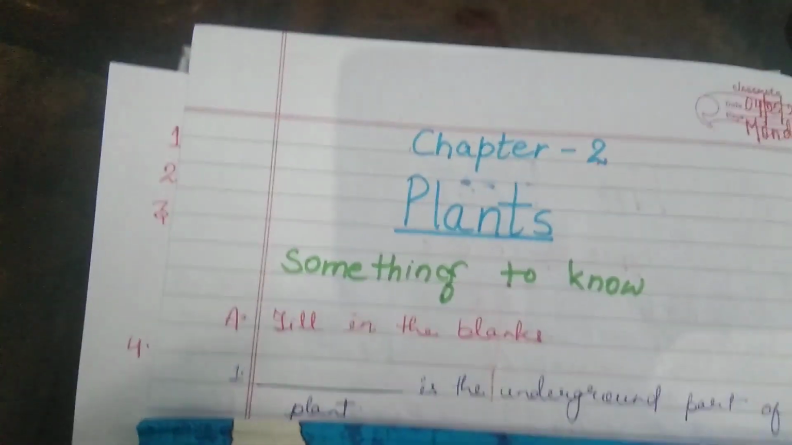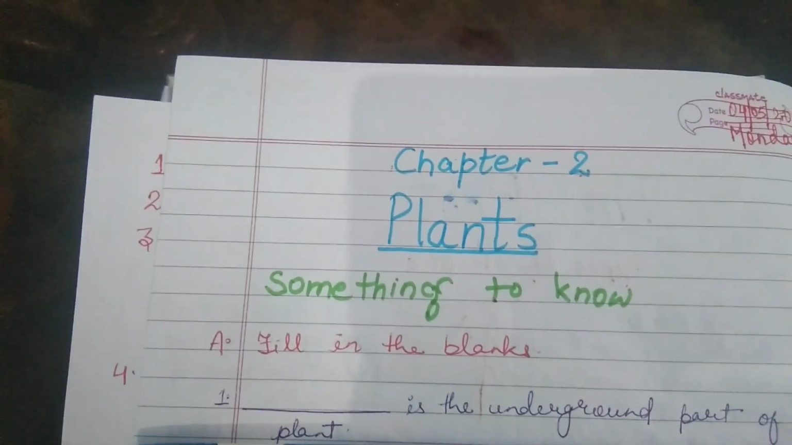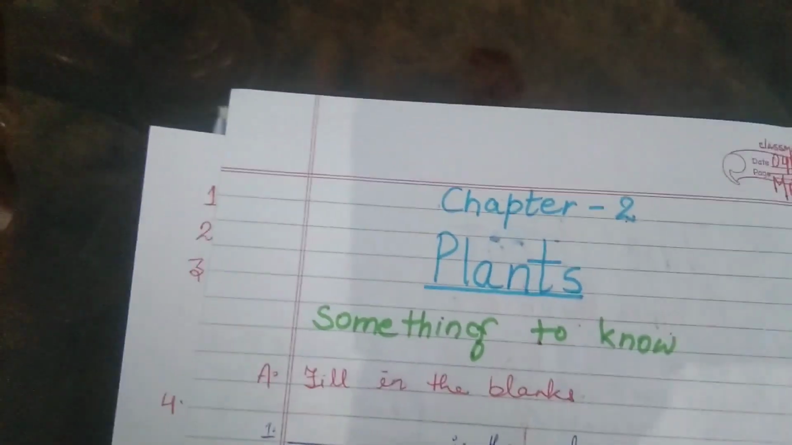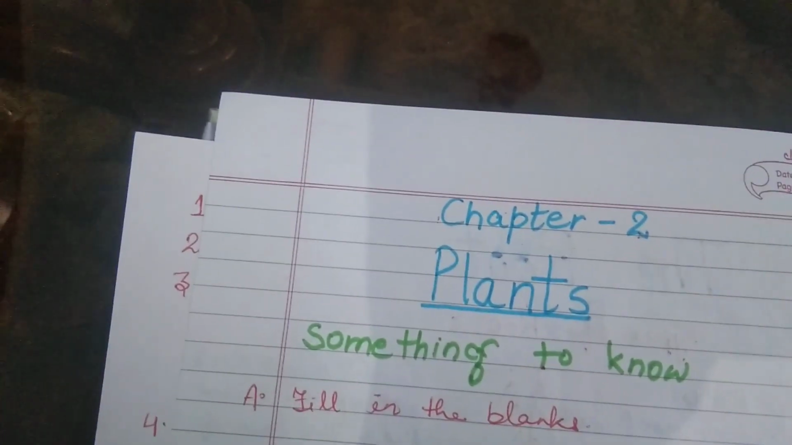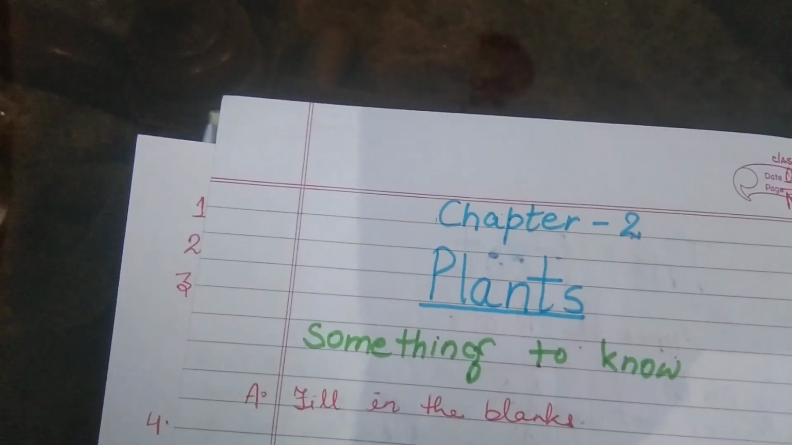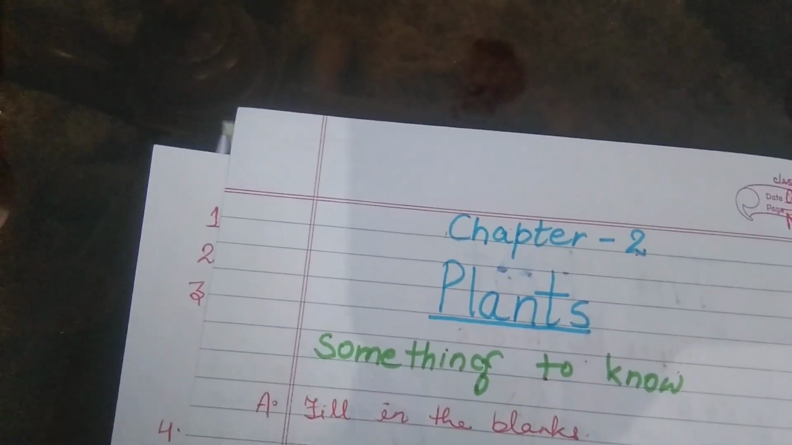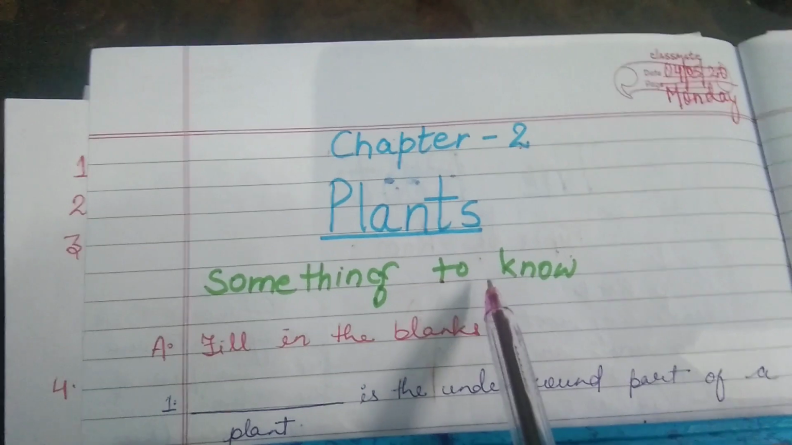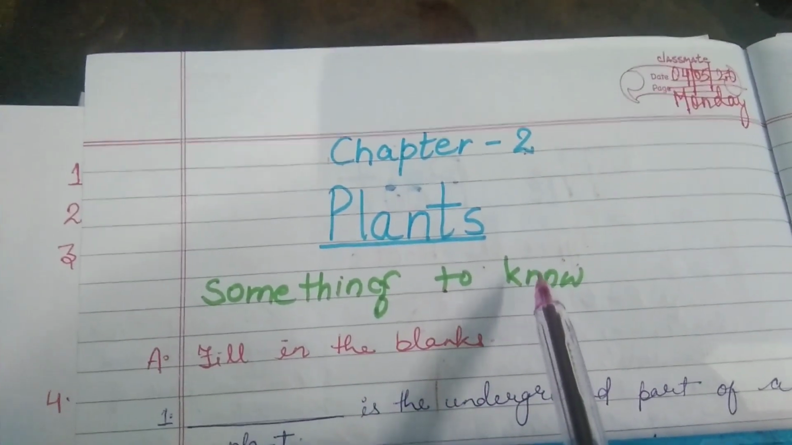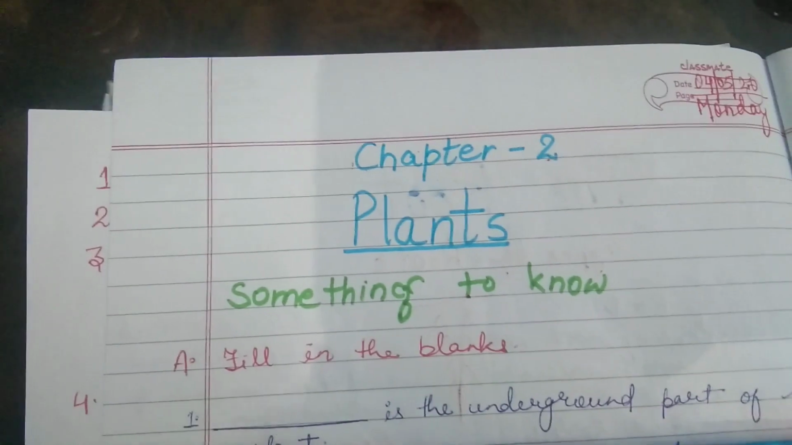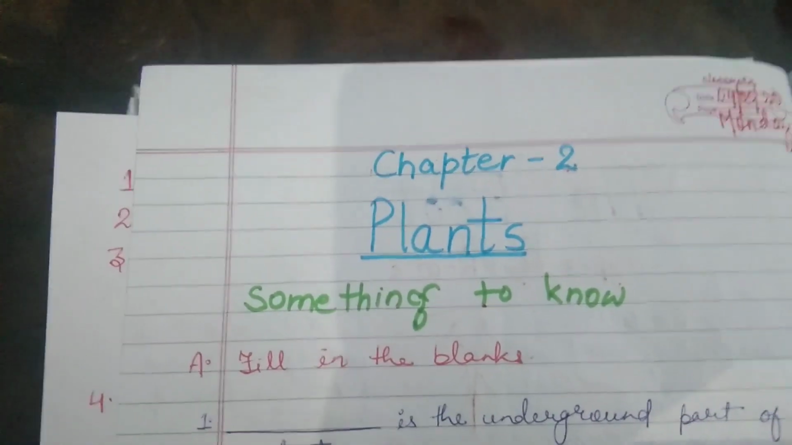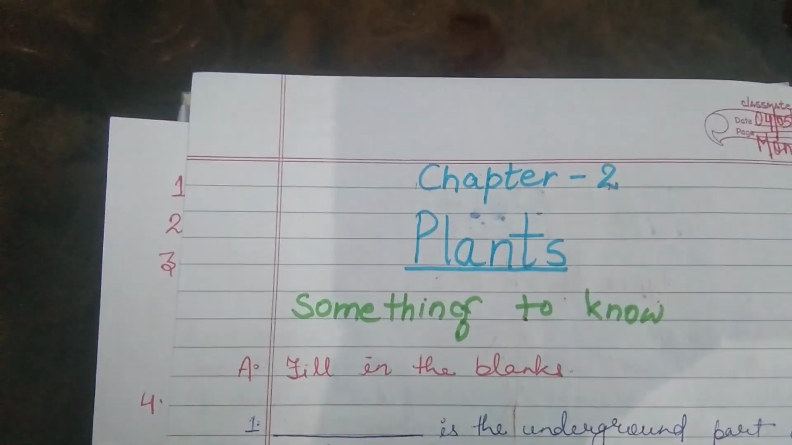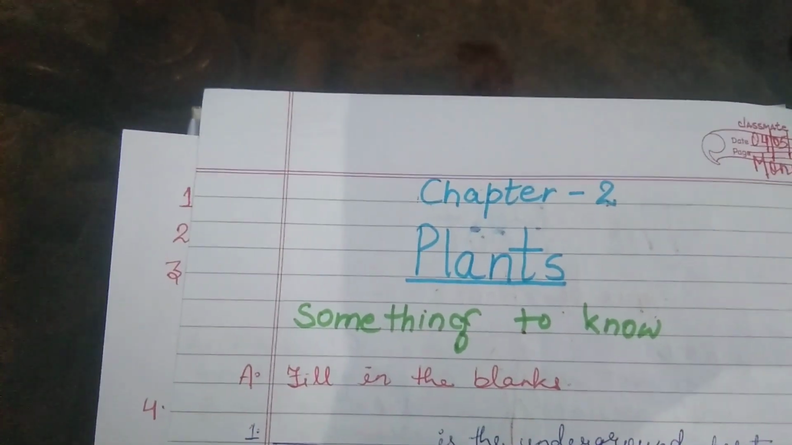The question answers given in your book are in the form of something to know. There are two parts given in your book. One is something to know and another is something to do. Something to know is related to what you have studied in the chapter. So put this heading also, something to know. Under something to know, there are 5 questions: A, B, C, D and E.